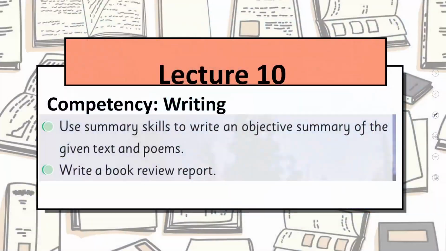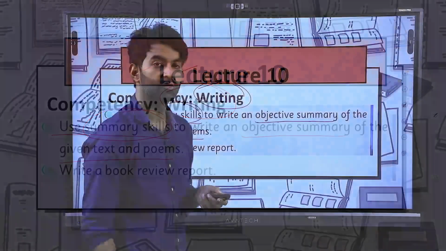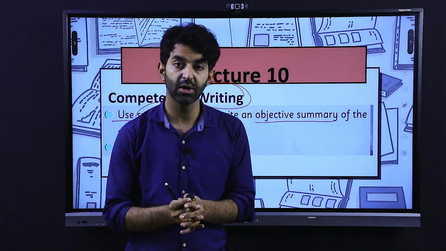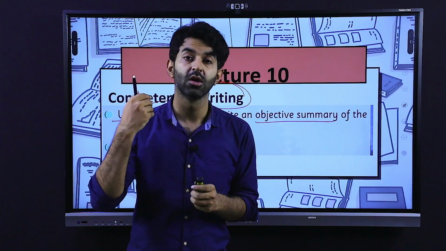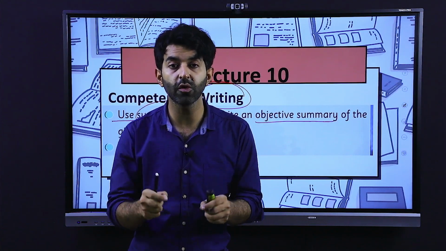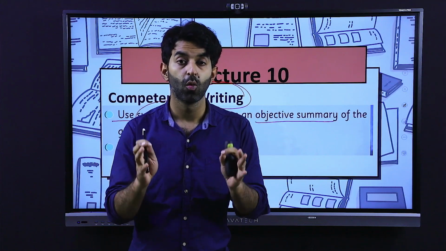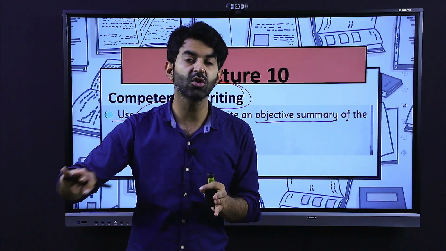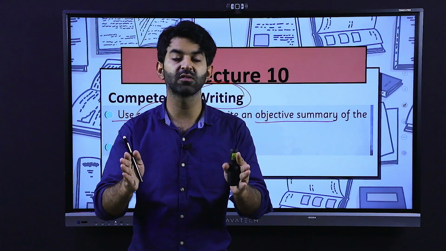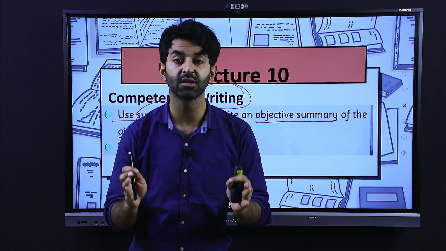Now, the lecture number 10 will be on the competency of writing. We will use summary skills to write an objective summary of the given text and poems. So students, there are 2 kinds of summary. Summary is the gist of the whole text that you're reading, which you are interpreting and talking about or writing in your own words. You're summarizing that. But when it comes to objective summary, you are excluding all your opinions and your understanding aside and just summarize that text as it is without being subjective.